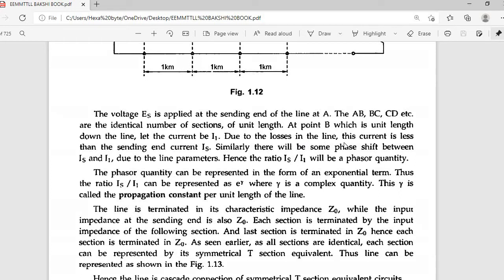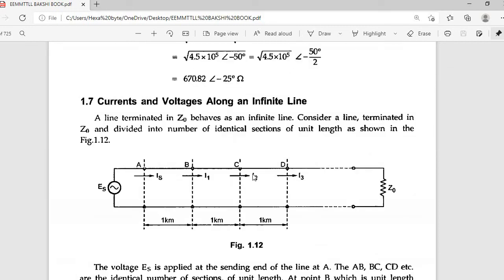Due to the losses in the line, this current is less than the sending end current IS. Current is the rate of flow of electron charge, and it is less because losses are there. The flow of electron rate is less, so the current is also less. That's why IS is more current than I1.